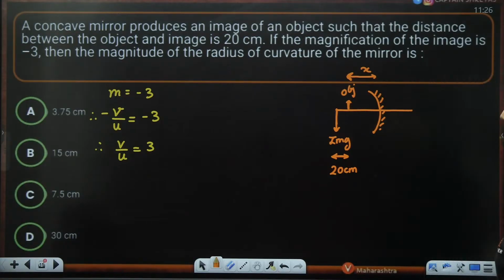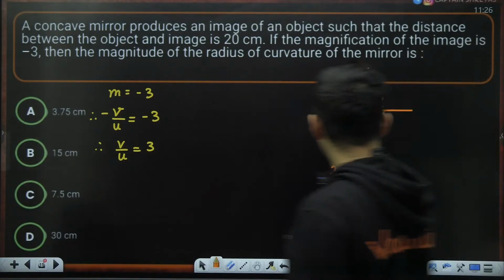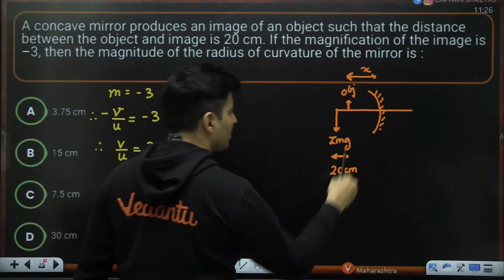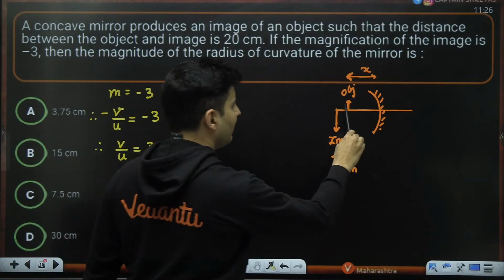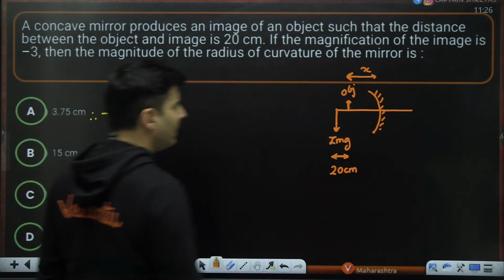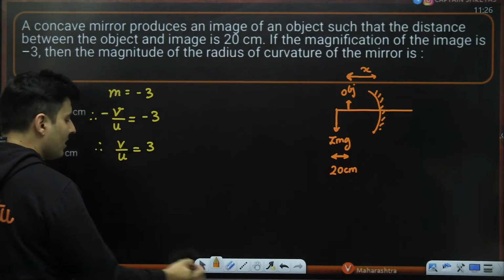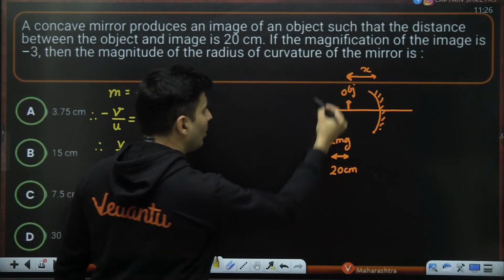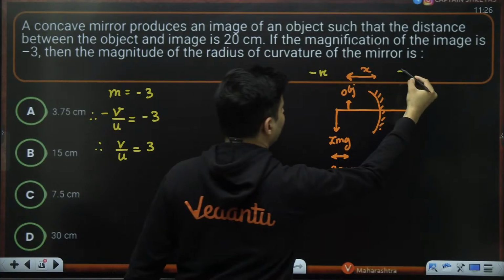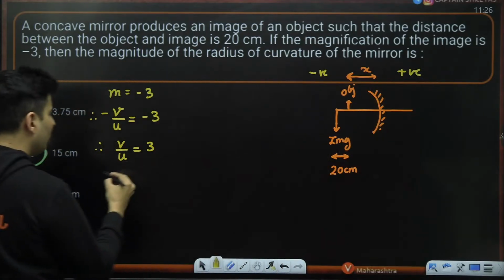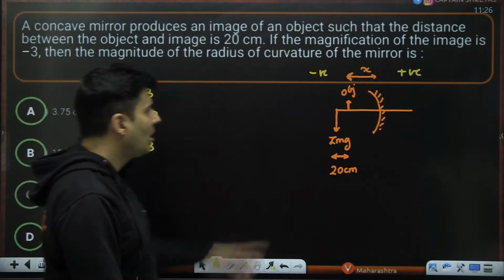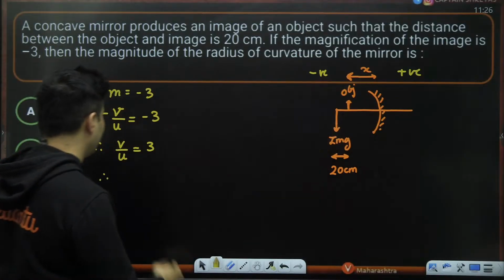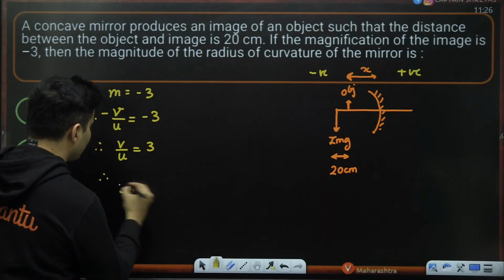The distance between object and image is given. The distance between the object and the mirror, I have assumed as x. So what is v? Just think about it, because this is the negative side and this is the positive side. Diagrams are always very crucial. The object distance will be -x, so u will be -x for sure.